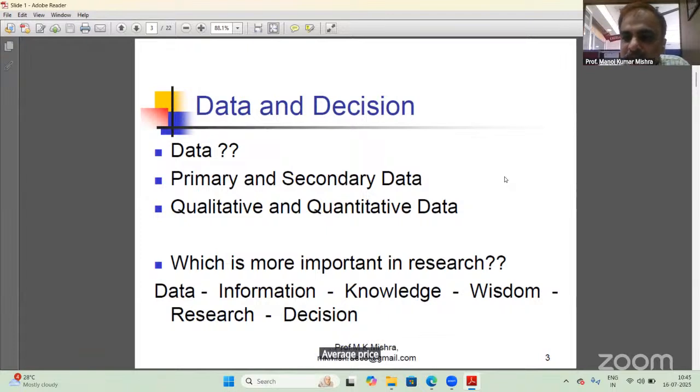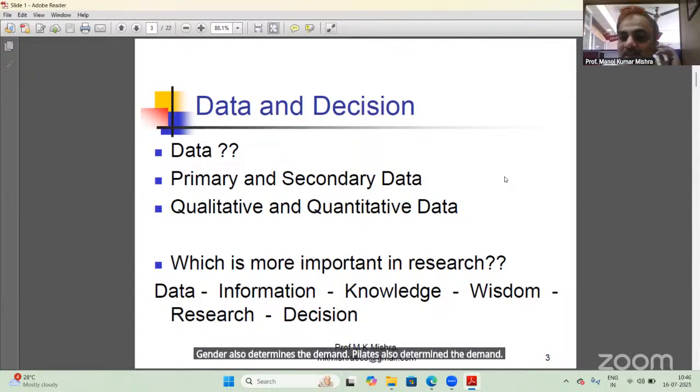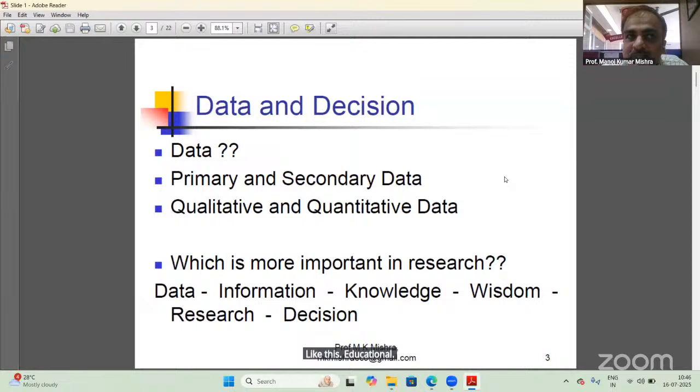Average price you can calculate. Prices of complementary goods, price of petrol. You can collect the data. You can also collect the data of gender. Gender also determines the demand of car. Place also determines the demand of car, like this. Education level also determines the demand of car. You can also take like this.